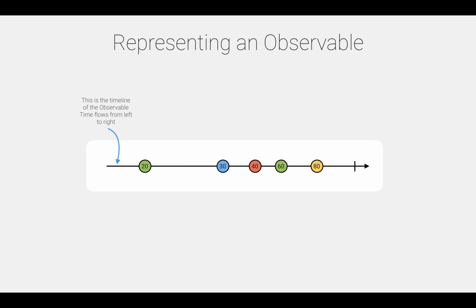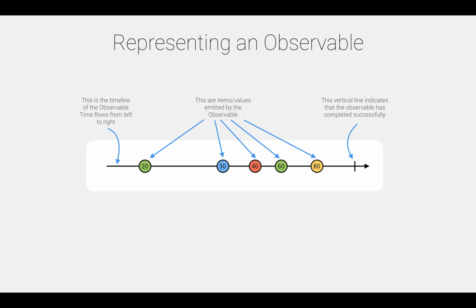So what about the little circles? The little circles are going to represent the different values that are going to be emitted by the observable over that timeline. And then this little vertical line at the end represents that the observable completed successfully. So now with this diagram, we have a visual way to represent the definition of what an observable is.